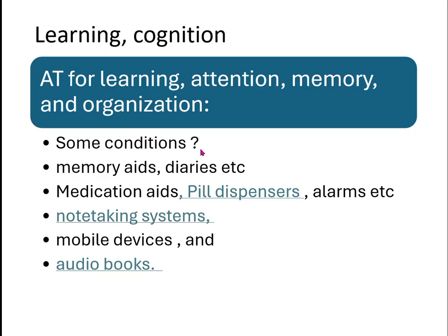Usually, those are conditions such as Alzheimer's or dementia, for example. Another one is attention deficit disorder, maybe. Children who are on the spectrum might have some cognitive issues or attention issues. People with cognitive disability, for example, may not be able to recall all the details.